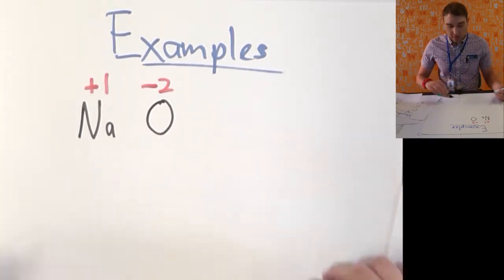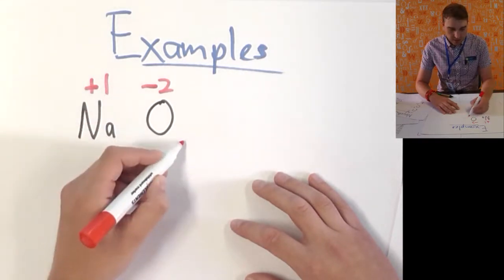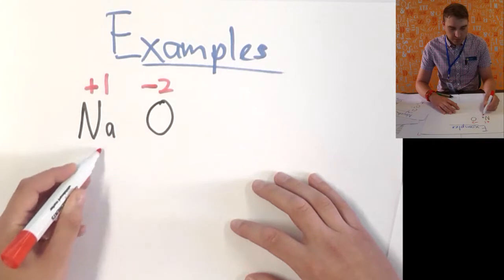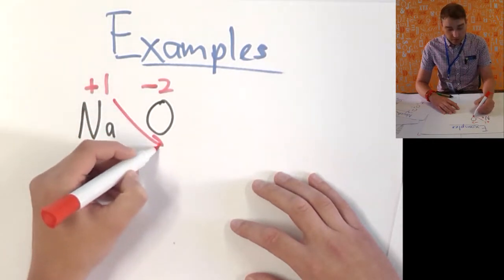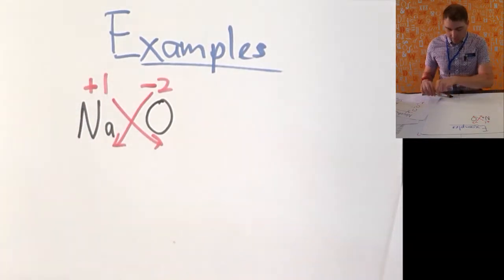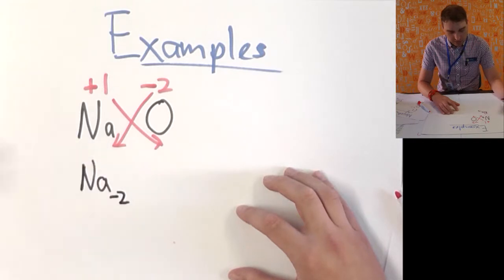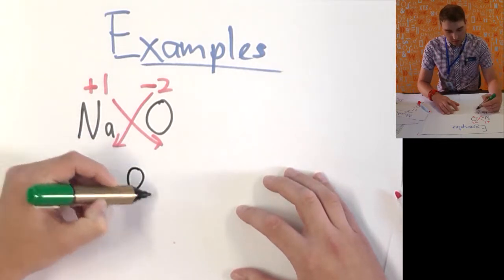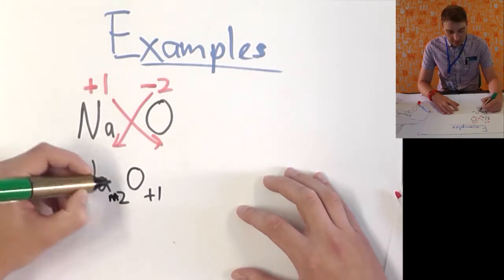Now we need to do the crissy-crossy of charges. So I'm going to take the +1 from over here and put it next to the O. I'm going to take the -2 from over here and put it behind the Na. So crissy-crossy the charges. And now if I write it out, I have Na -2, O +1. Next thing we do, we get rid of the charges.